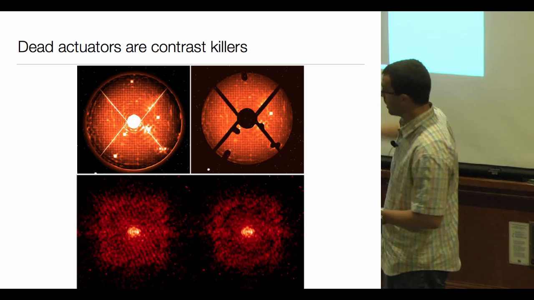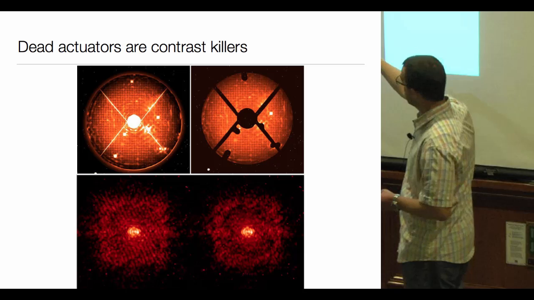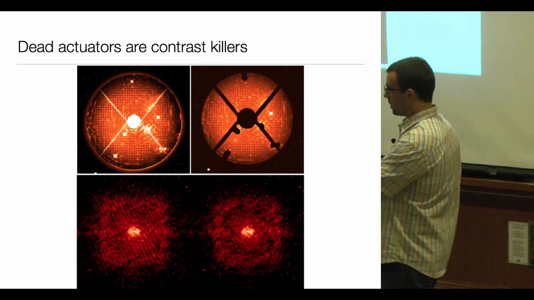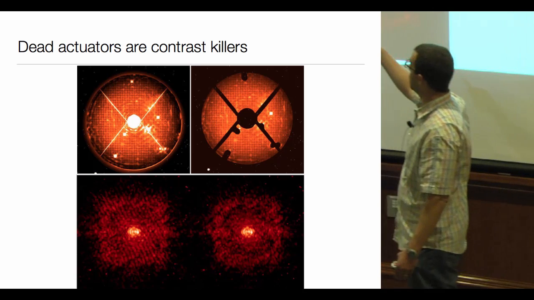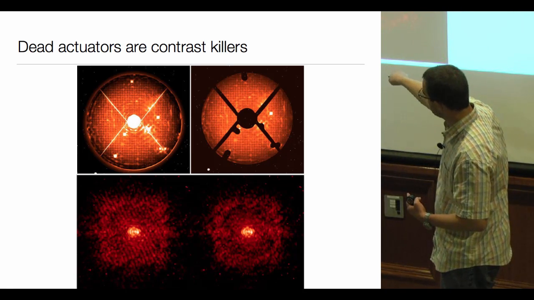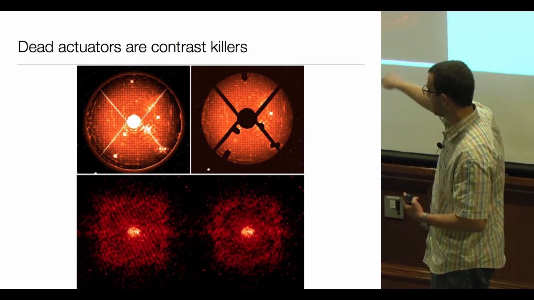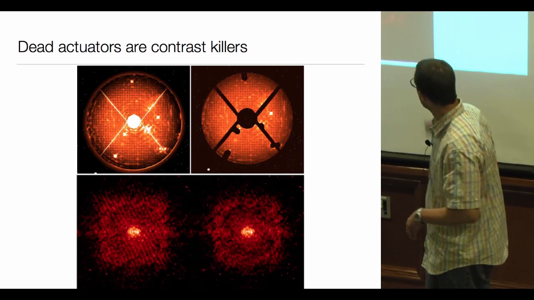This is a pupil image at the Lyot stop, so after the coronagraph. You see all these bright spots here are dead actuators that are sticking out of the surface. And this is a huge issue, as you can see, because these create coherent light leaks, and they create in the image plane this set of fringes with speckles pinned on it. So this is really bad for high contrast imaging.